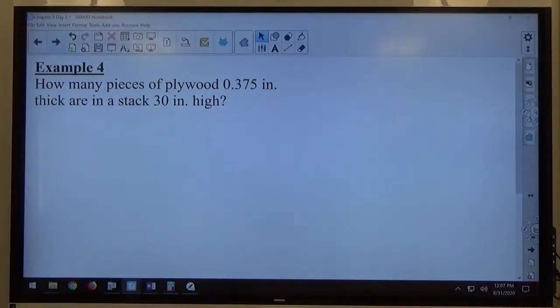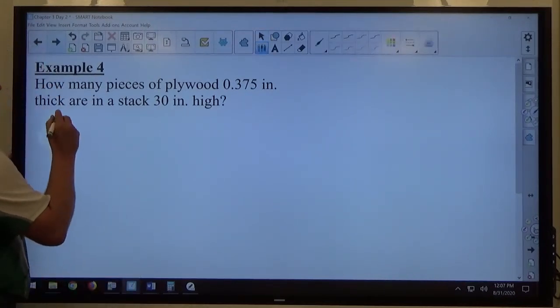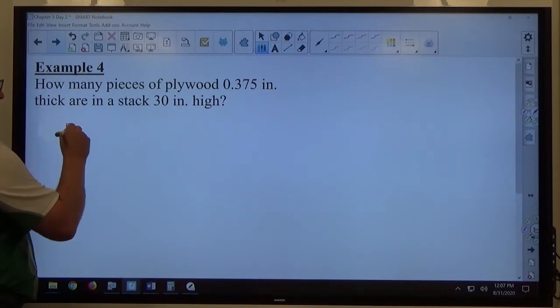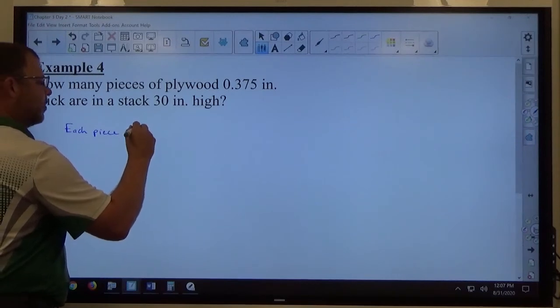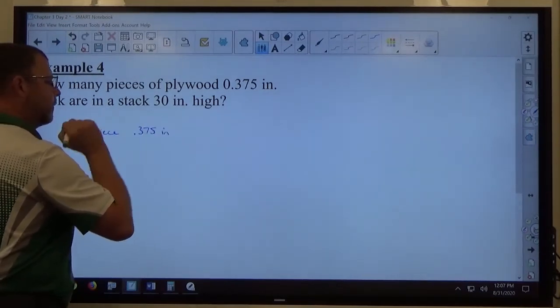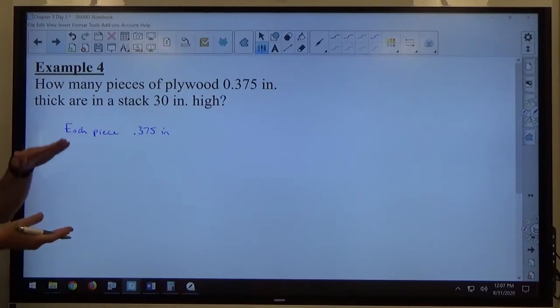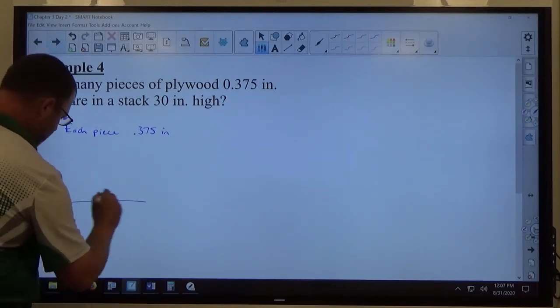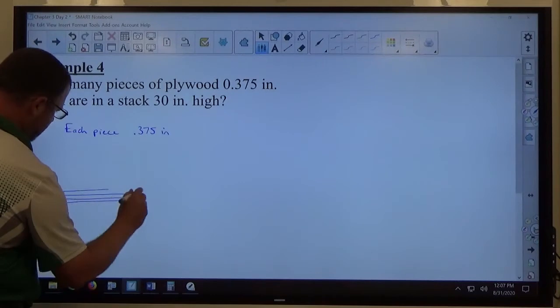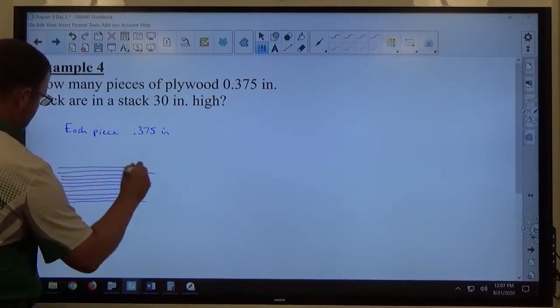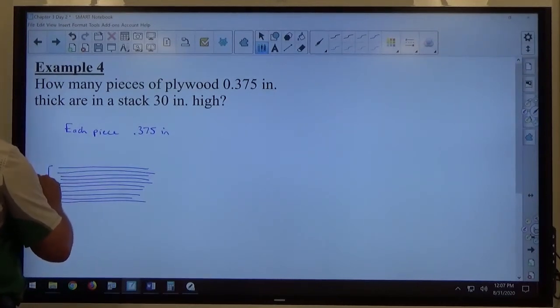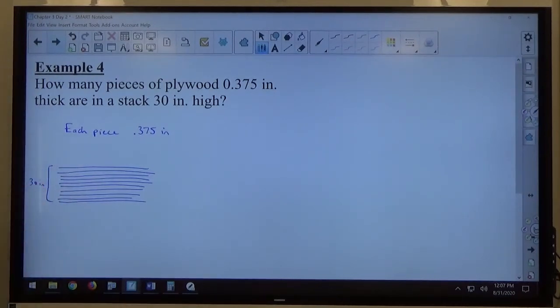Okay, example 4. How many pieces of plywood 0.375 inches thick are in a stack 30 inches high? So each piece of plywood is 0.375 inches, right? And the stack, so we have a bunch of plywood stacked on top of each other, a piece of plywood, another piece of plywood, another piece of plywood, and so on. All right, so we got all this plywood stacked up here. The stack is 30 inches high. We want to know how many boards are in the stack, right?